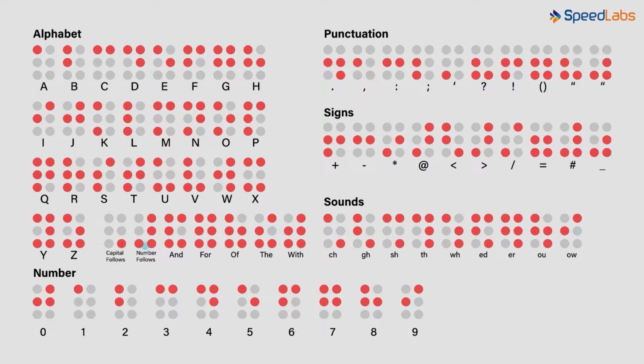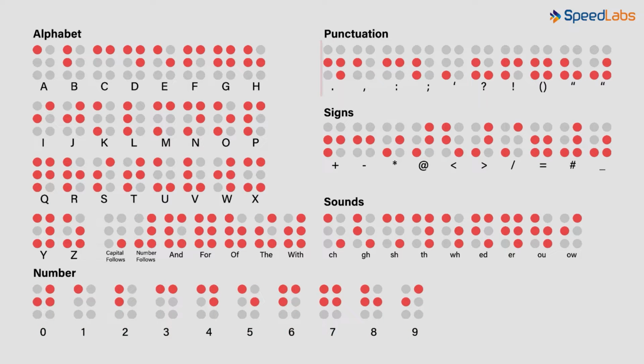Why do we need to have these preceding patterns? Why can't we just have different patterns for numbers? That's because we have limited patterns. Only 64 if you remember. So just with this one pattern of number follows, we saved 10 more patterns for the digits 0 to 9.